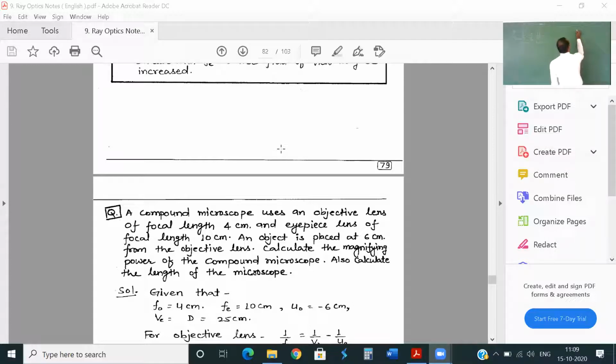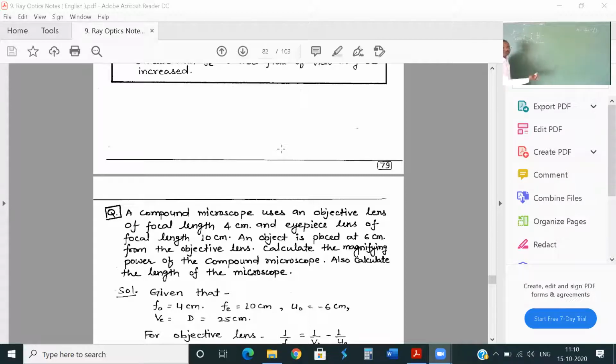Because the magnification formula for us is minus V0 by U0 into 1 plus D by FE. Now, we know FE, it is given. We know D, 25 centimeter. We know U0, it is given 6 centimeter. We should find V0. We know the lens formula: 1 by V minus 1 by U is equal to 1 by F. And for the objective lens, I am taking F0.